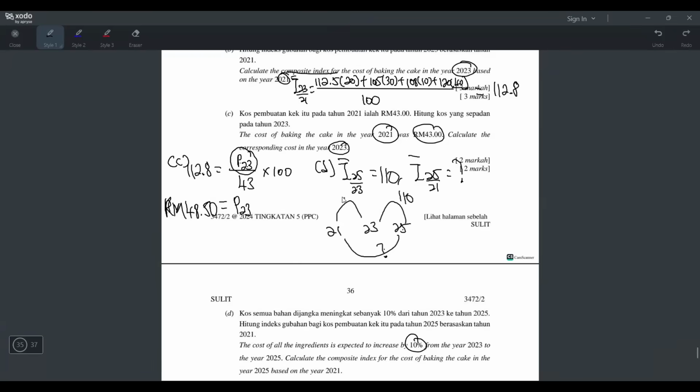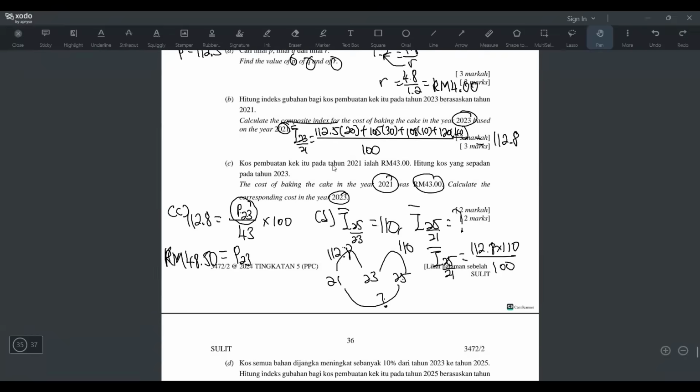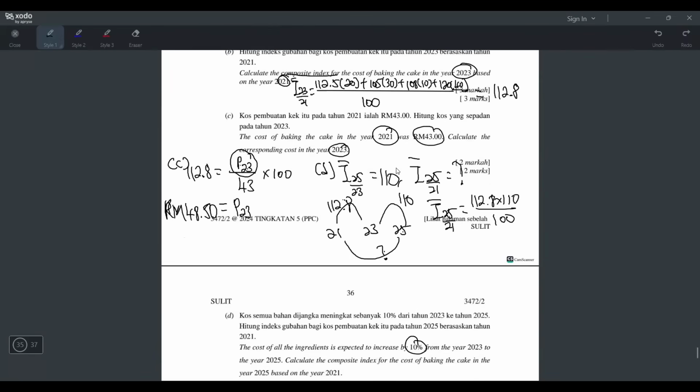And what do you think I have to write here? Obviously the composite index for 23 based on 21, because this one and this one already represent composite index. So automatically this also has to be composite index, and you already have it: the 23, 21 composite index is 112.8. So now you can find the answer easily. To find the composite index for 25 based on 21, just take 112.8 times 110 divided by 100, because that's how the formula works. To get the C, you take A times B divided by 100, so for the bottom one you just multiply the top two and divide by 100. Now just press the calculator: 112.8 times 1.1. My calculator gives me 124.08.